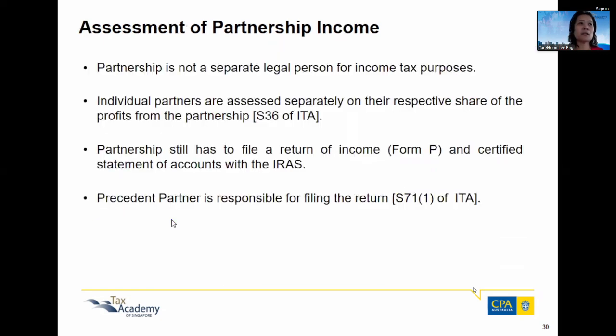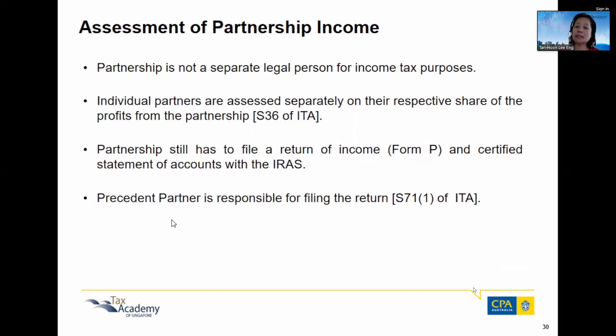Okay, assessment of partnership income. For this particular slide, take note that the precedent partner is responsible for filing of the partnership return. Partnership return is called Form P. The partnership needs to file a Form P, and the filing of the Form P is the responsibility of the precedent partner.